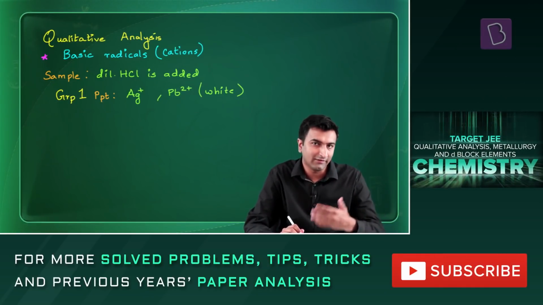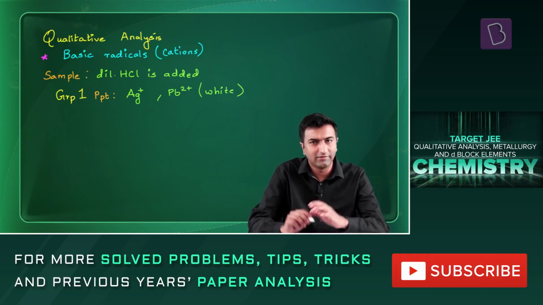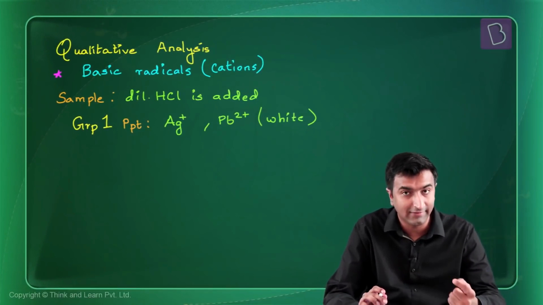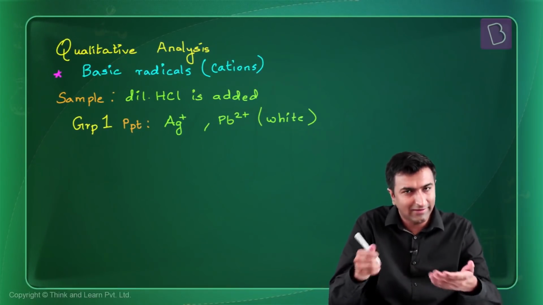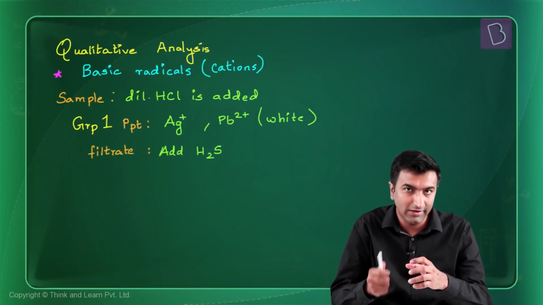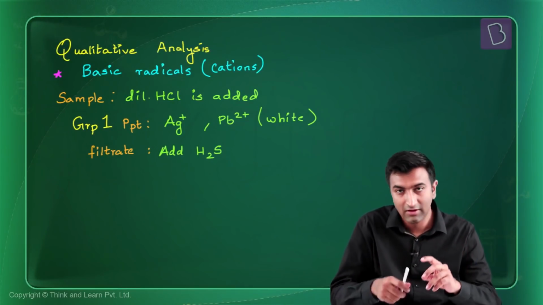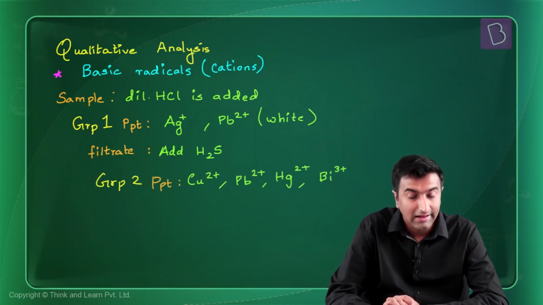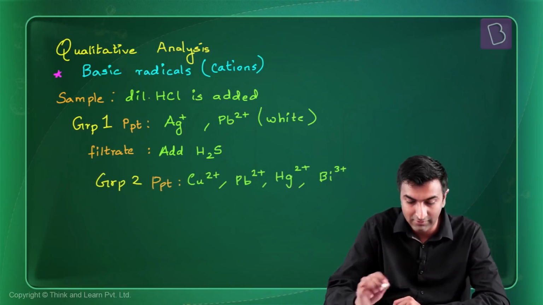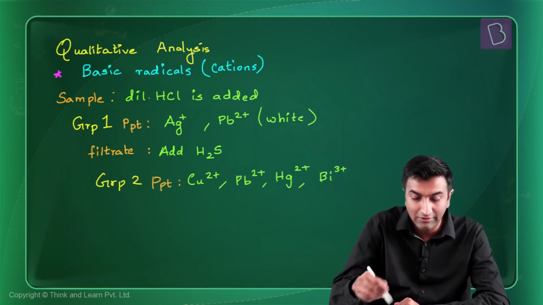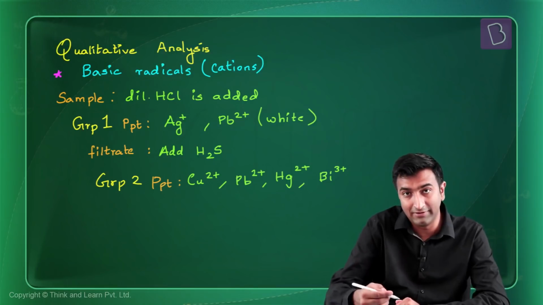There are some confirmatory tests that you can revise after this. If it's a clear thing, then you go on to the next group, which is an acidic medium, you add H2S. Now, H2S dissociates and gives you some sulfides. These four actually, copper, lead, mercury, and bismuth: Cu2+, Pb2+, Hg2+, all 2 plus, and Bi3+.